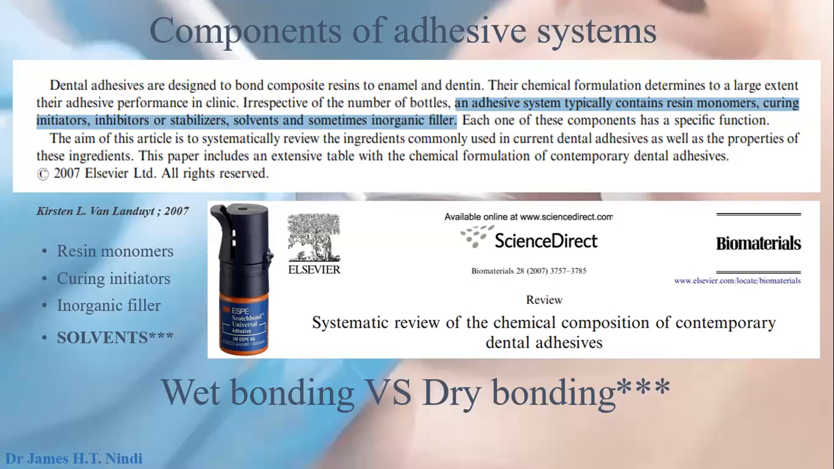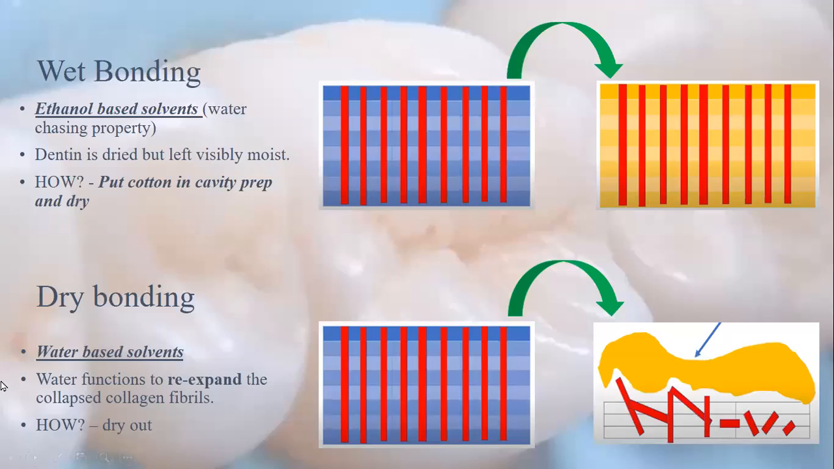Now, these solvents determine whether we're going to perform a restoration using wet bonding or dry bonding. There are various solvents that you can use. They can either be water-based or ethanol-based. So what do we want to achieve in either wet bonding or dry bonding?